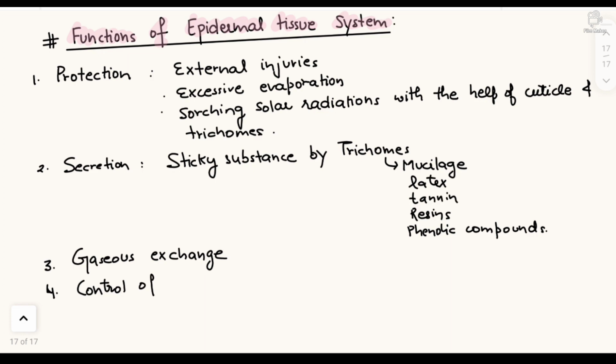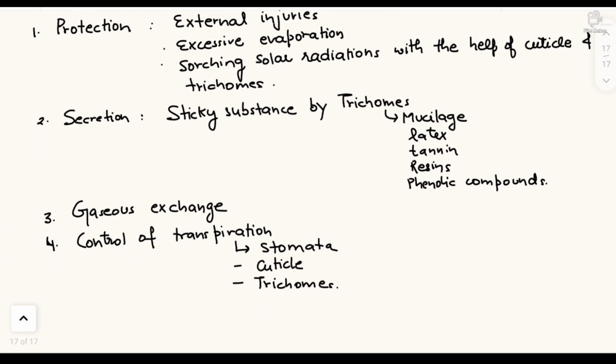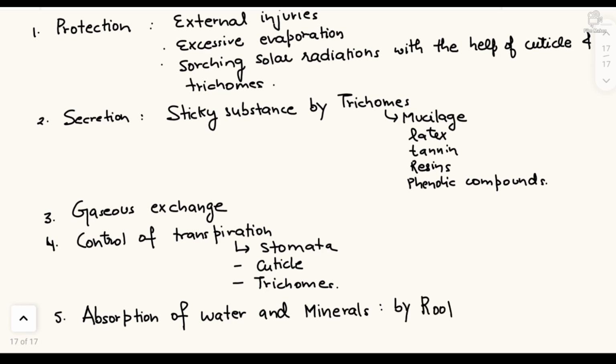Next is the control of transpiration by the presence of cuticle and trichomes. We can see stomata play an important role, along with cuticle and trichomes. These three structures help to prevent or control transpiration at least. The next one is absorption of water and minerals from roots with the help of root hairs. So these are the functions of the epidermal tissue system. Next we will study about the ground tissue system.